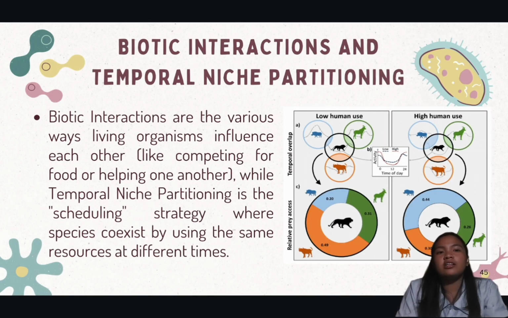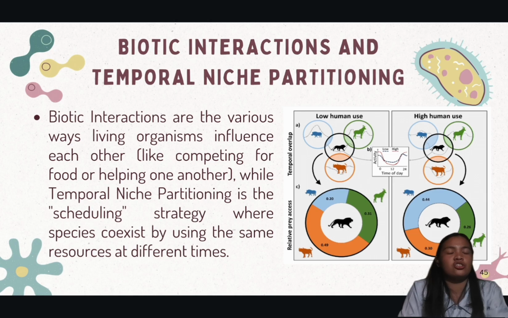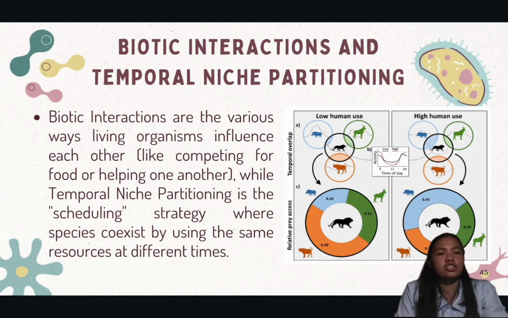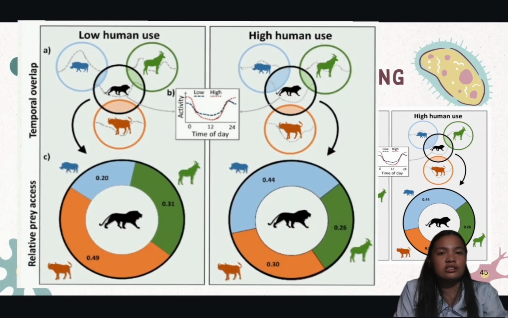Another type is biotic interactions and temporal niche partitioning. Where temporal niche partitioning, ito yung parang scheduling time or oras ng pagkain ng mga animals or species, which is upang maiwasan yung direct competition for food. Other animals eat in day and others at night, which we call diurnal and nocturnal. And as we can see in the image, it illustrates how human activity disrupts animal behavior.